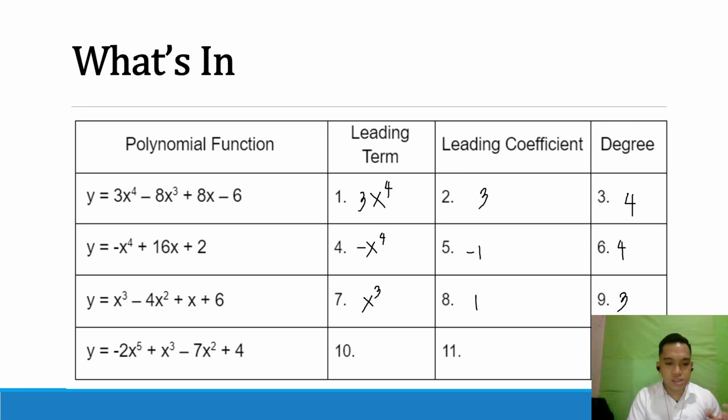In the next polynomial function, we have y equals negative 2x raised to 5 plus x cubed minus 7x squared plus 4. The leading term is negative 2x raised to 5. And the leading coefficient is negative 2. And the degree is 5. Okay, so let's proceed now to the next slide. Let's observe the graphs given below and let's answer what is asked for each item.